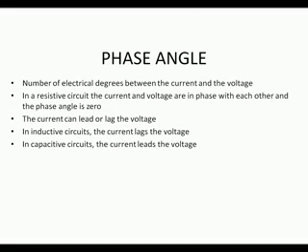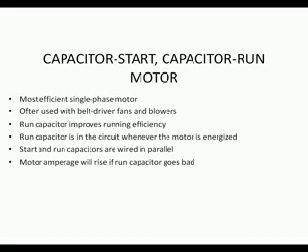In this case, we have a capacitor-start motor, CSCR motor. The start capacitor comes from line and is wired to the start winding, but there's a switch in the middle. The start capacitor cannot be left in the circuit. The phase angle we're talking about is the number of electrical degrees between the current and the voltage. In a resistive circuit, the current and the voltage are in phase with each other, and the phase angle is 0. The current can lead or lag the voltage. In inductive circuits, the current lags the voltage. In capacitive circuits, the current leads the voltage.